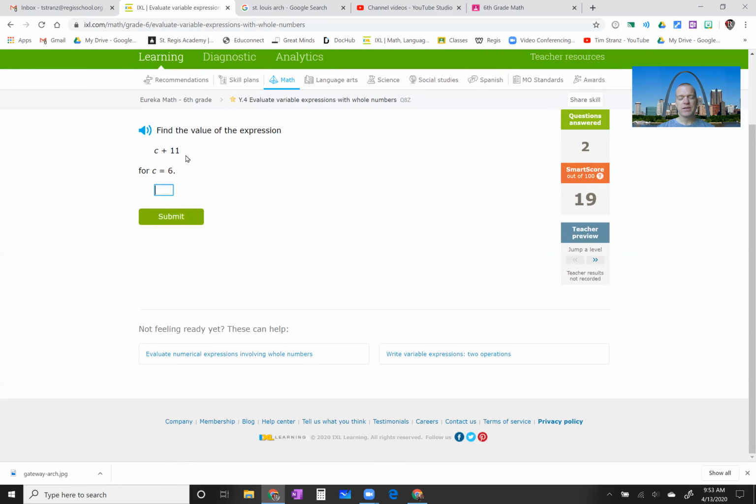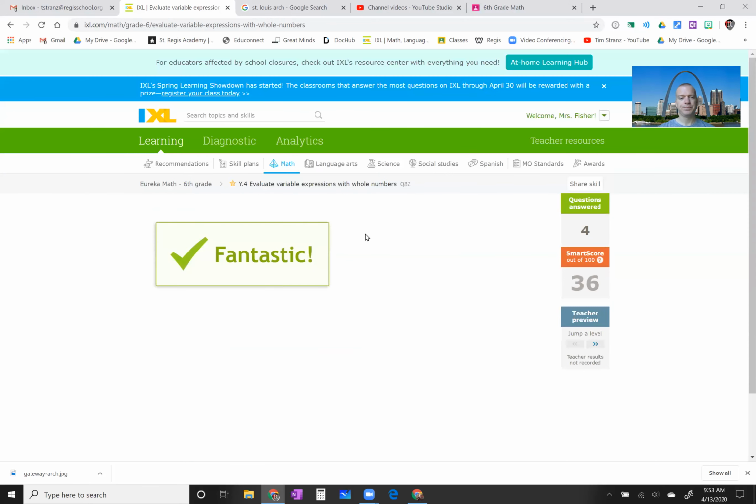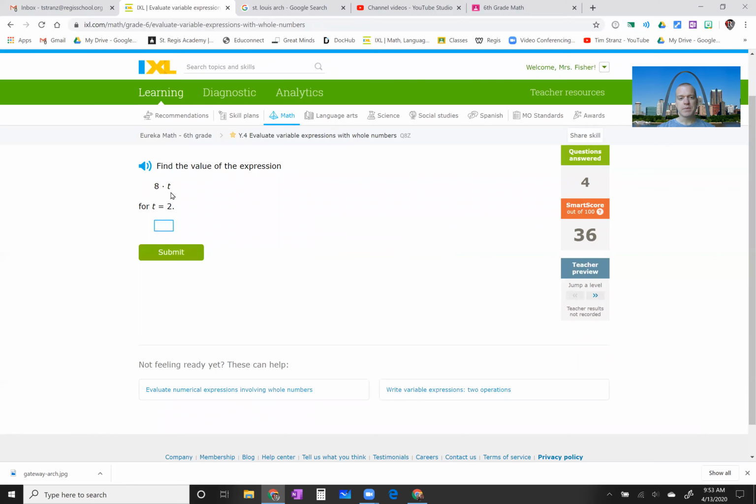C plus 11, it's telling you that C equals 6. So you're just going to replace the 6 up here for C. 6 plus 11 is 17. Okay, D divided by 2, once again, D equals 4, so 4 divided by 2 is 2. 8 times T, it's telling you that T equals 2, so 8 times 2, 16. Okay, you get it? 968 divided by S, and it's telling you S is 44.